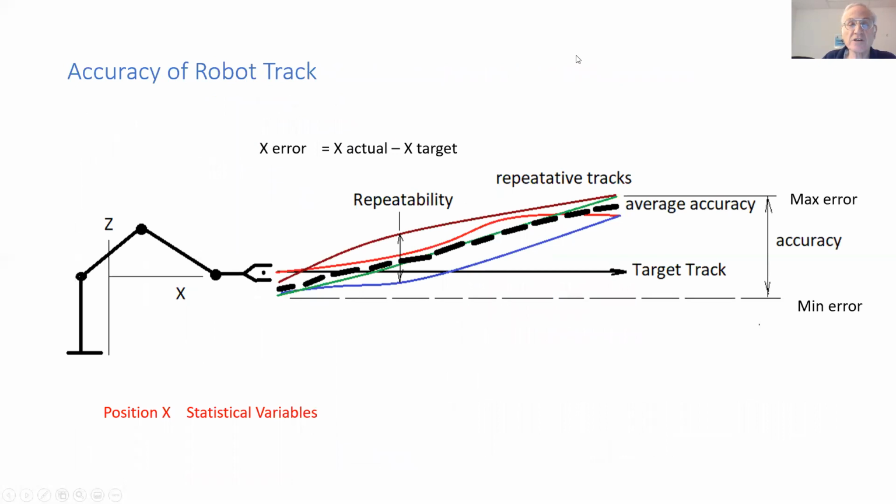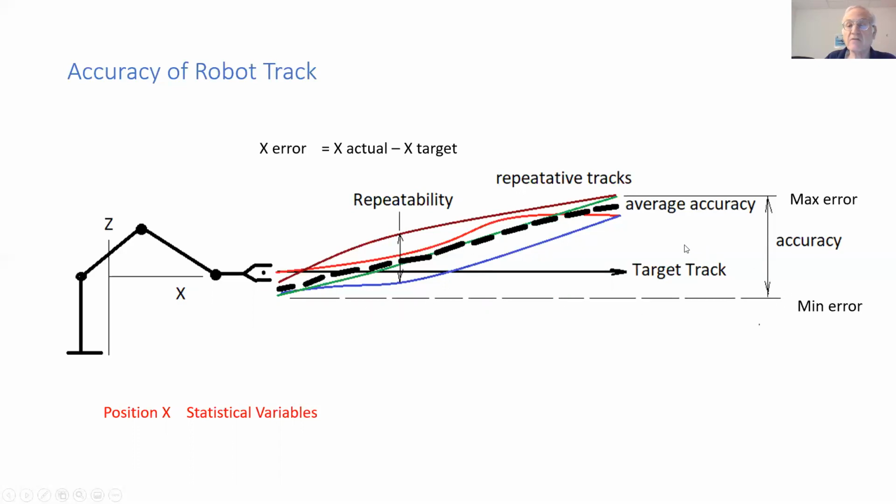Then if we do this in a linear continuous form and not just point-to-point, what we see is that we get a curve if we move in one direction, and a different curve when we move in another direction. And we do this several times, and we measure it precisely with a laser interferometer. Then we could determine the average accuracy, which is now this dashed line as a function of the position.